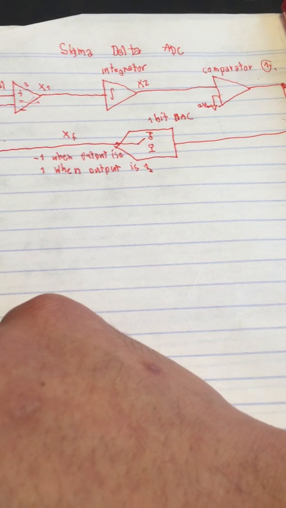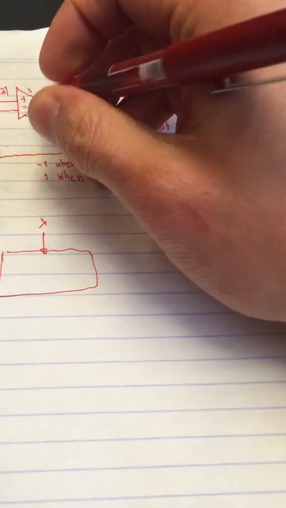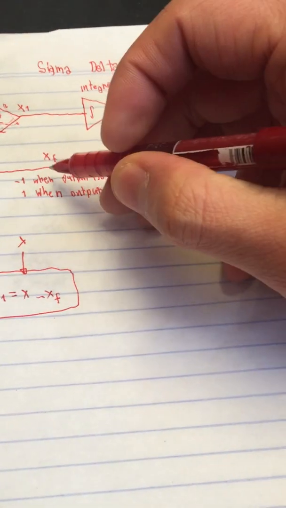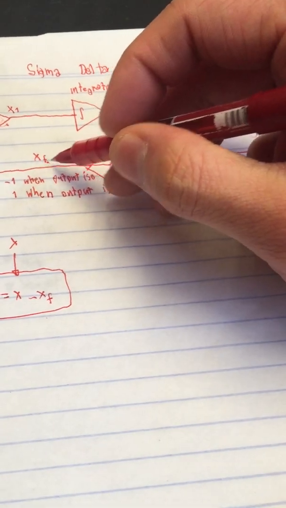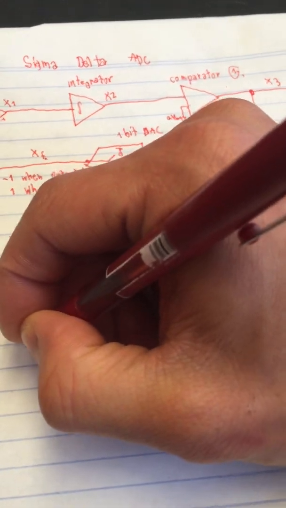Now I will show you the flowchart of the whole process. X is the analog input. X is processed by an amplifier, and the output from that is X1. X1 is equal to X, which is analog, minus XF, which comes from the feedback loop. It is 1 or -1, depending on the output.